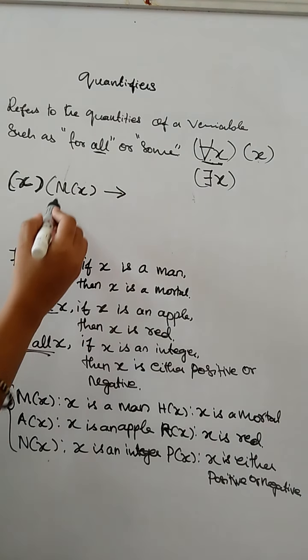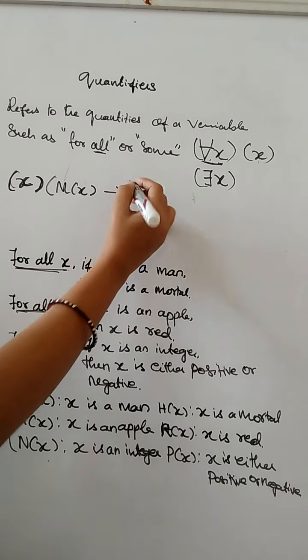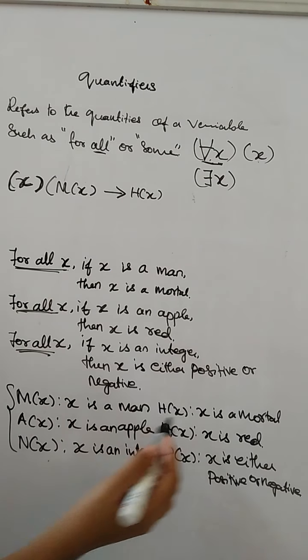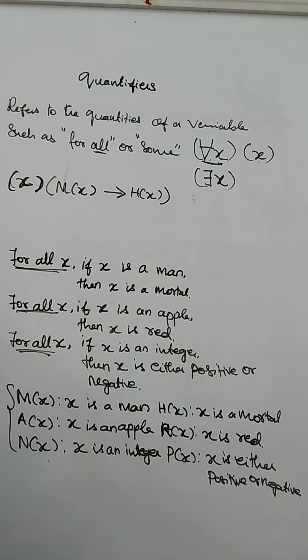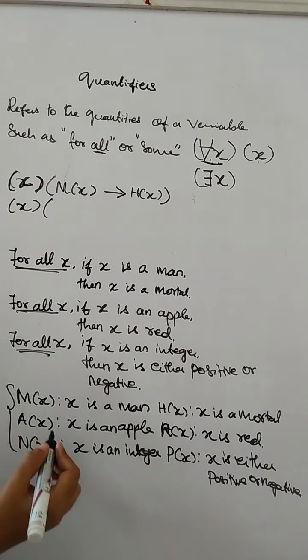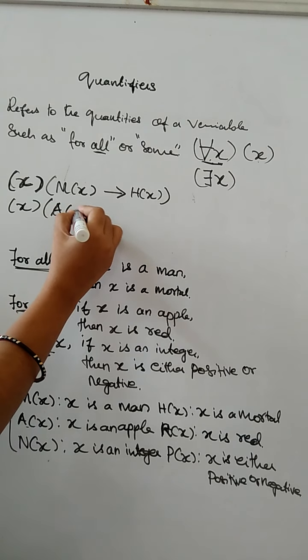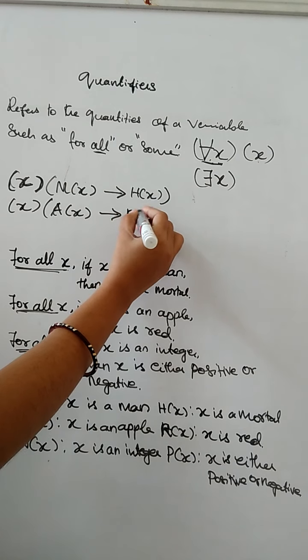Then if m of x, then h of x, because m of x refers to x is a man, and h of x refers to x is a mortal. That's why I am writing here. And for this one I can write it as for all x, what's the value given here? A of x. So I can write it here as a of x. If a of x, then r of x.